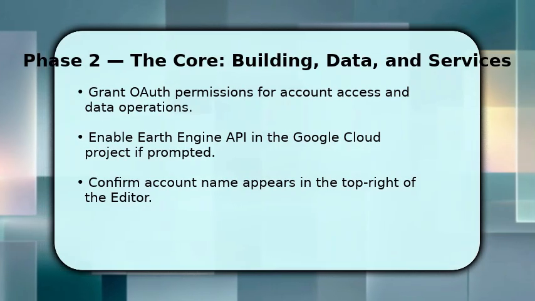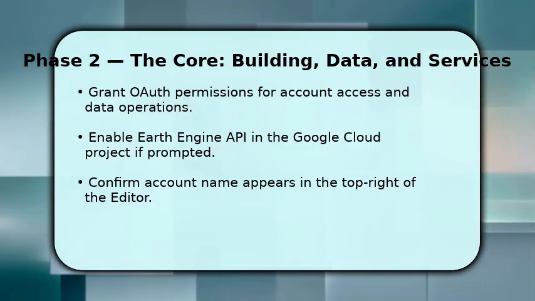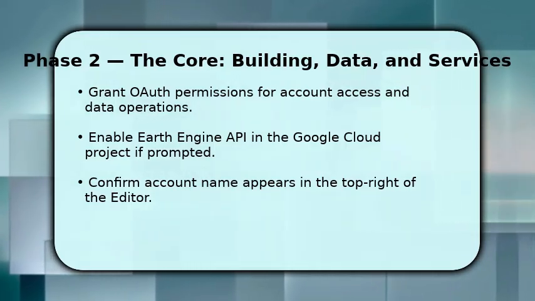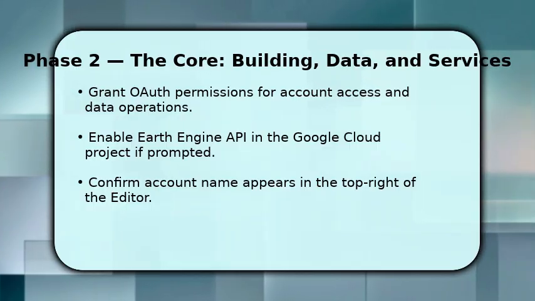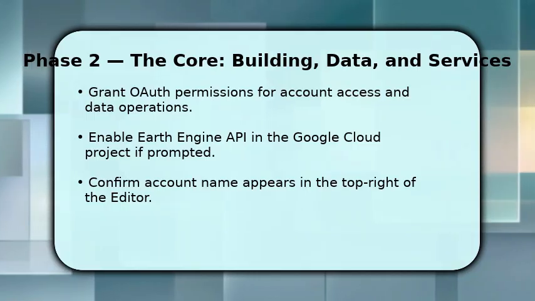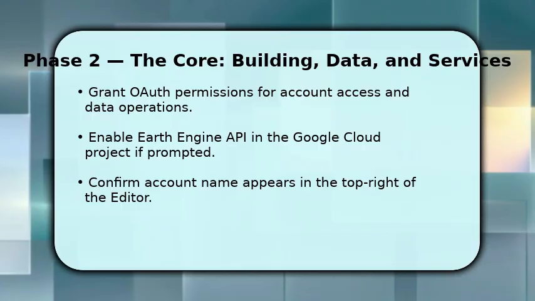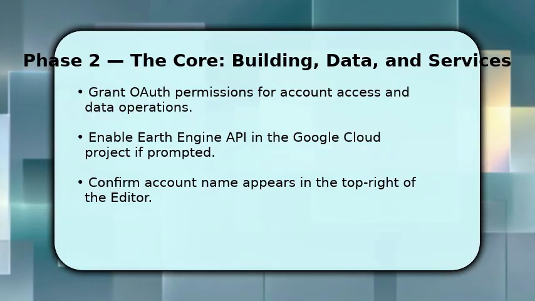Once signed in, you must authorize permissions so Earth Engine can read and write assets on your behalf. When the OAuth dialog appears, review scopes and tap Allow. This step ensures scripts can access data and run tasks. If asked, enable the Earth Engine API in the linked Google Cloud project to run remote processing. This is necessary for programmatic access.